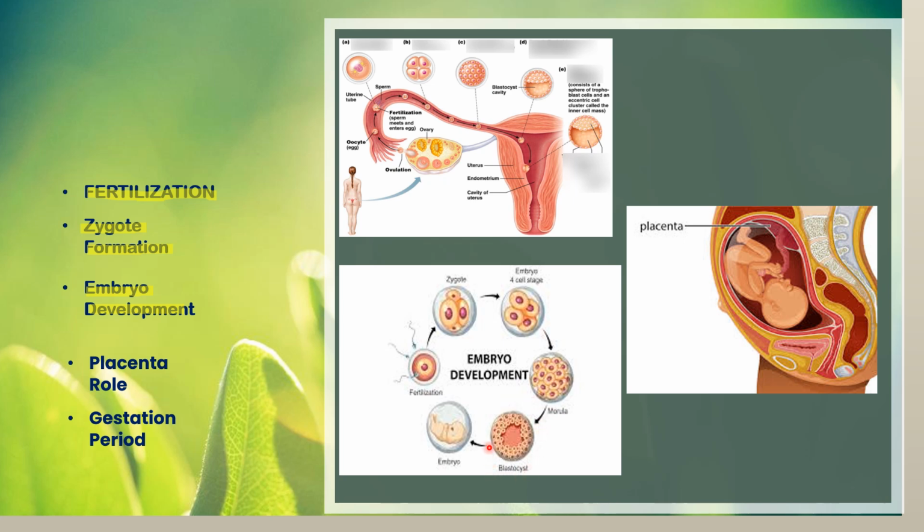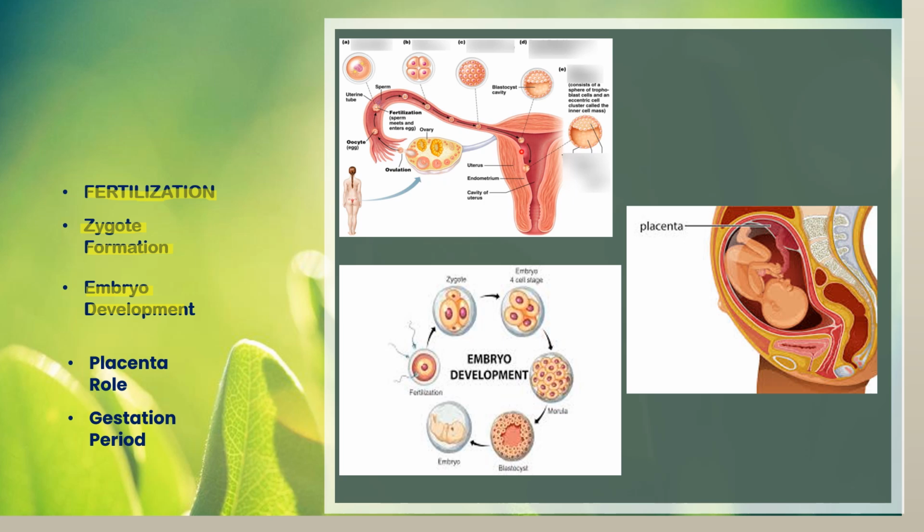This is the ball of cells. It becomes a hollow structure, and this structure is called a blastocyst. Once it is completely formed, you can see the stages shown here clearly: first, second, third, fourth, and blastocyst. Once it is completely formed, what happens later?